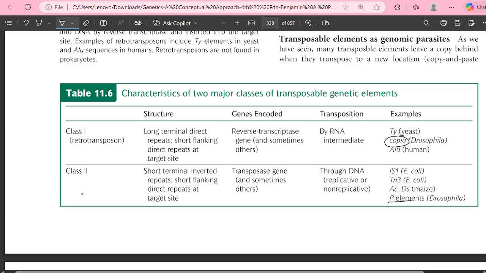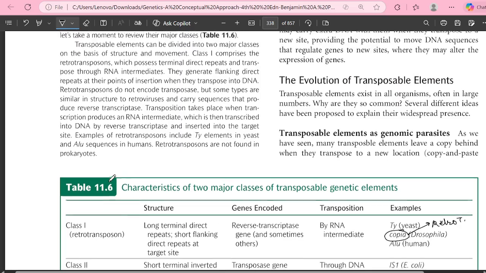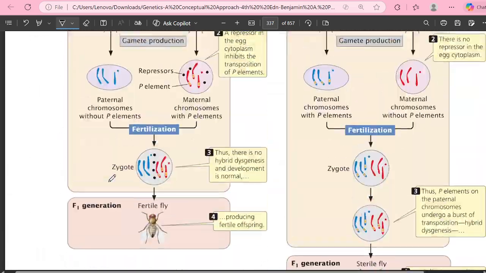Now the difference between the copia transposon and P transposon is that copia transposon is a form of retrotransposon, while this P element is not a retrotransposon, it is just class 2. Class 2 represents the normal transposons or the DNA transposons. So here we have to discuss the P elements in Drosophila. These P elements are present in the genome of Drosophila and they move from one place to another through a mechanism. So let us come here.